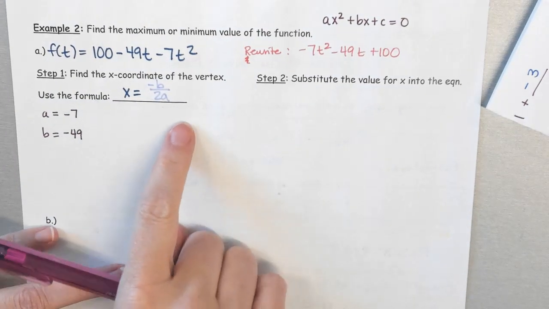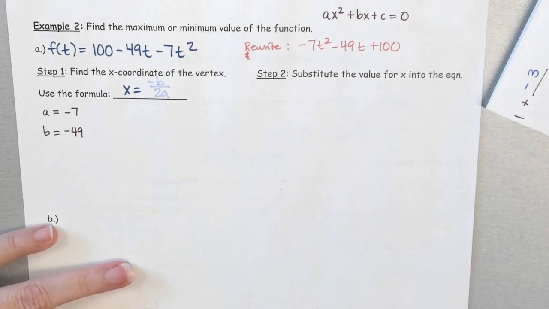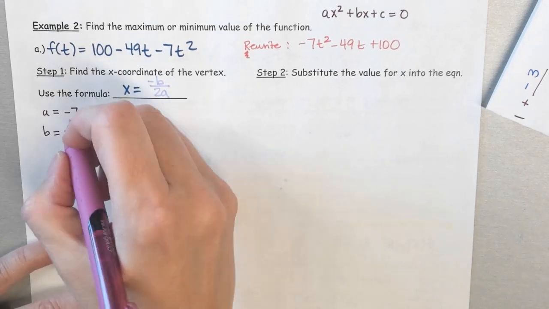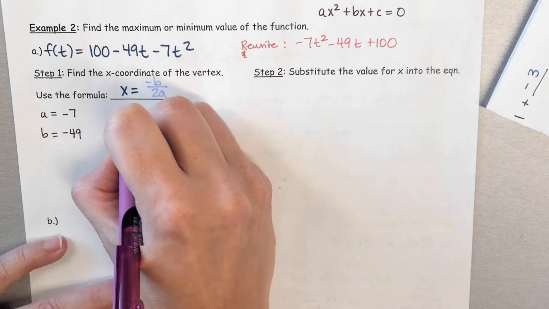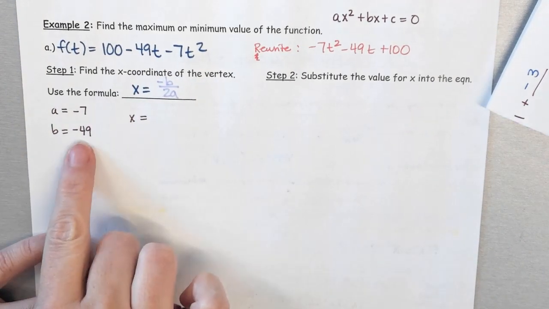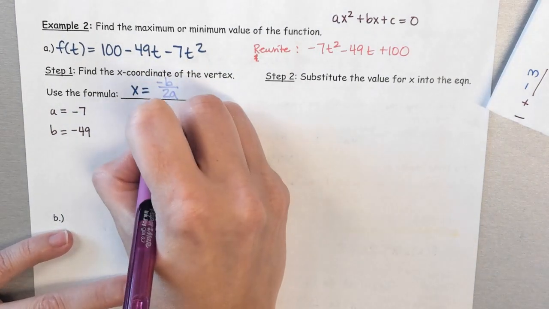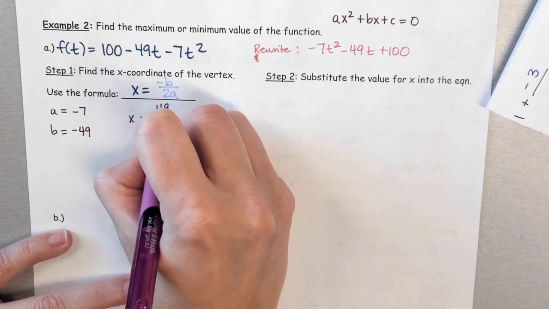Now, notice when I said this, I didn't say negative b. I always say the opposite of b, so that when you're doing this, you don't have to worry about a double negative. If you just say the opposite of b, then you know it's 49 over 2 times a.